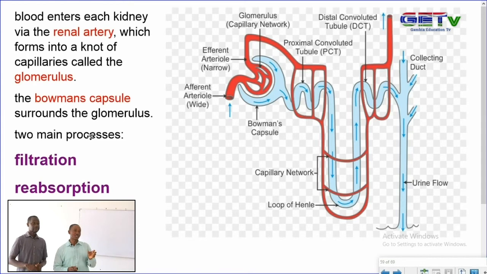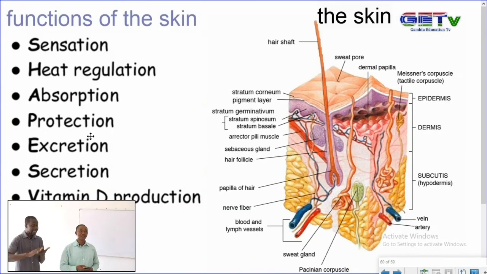So two terms we must try to learn there: filtration, that is filtering of the blood, and reabsorption, which takes place along the loop of Henle, that U-shaped structure. That is where all important materials are taken back into the blood. So this is how our blood is made clean or filtered.